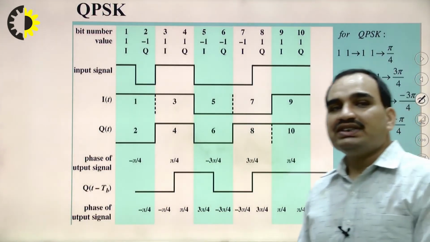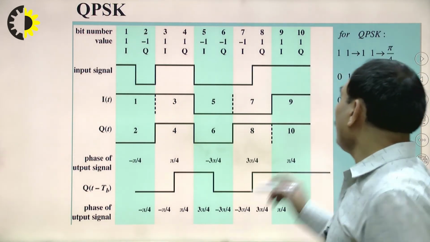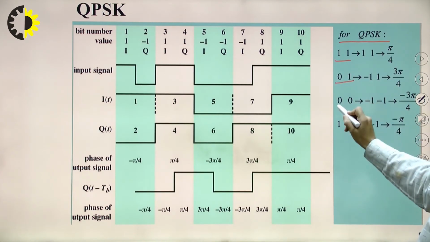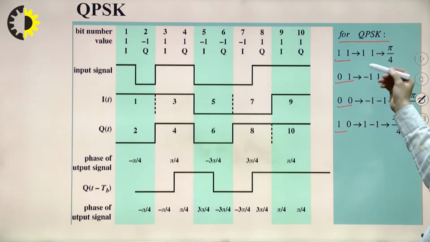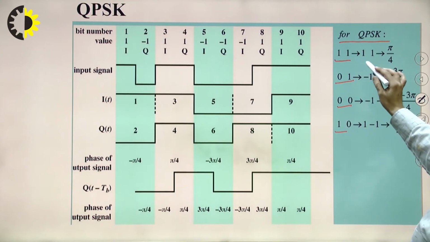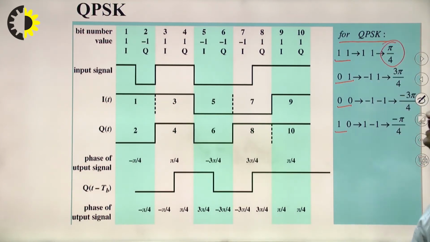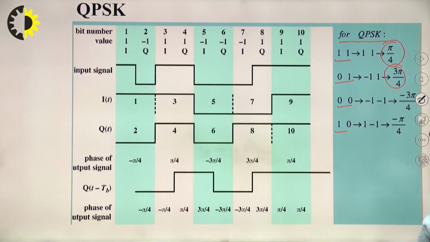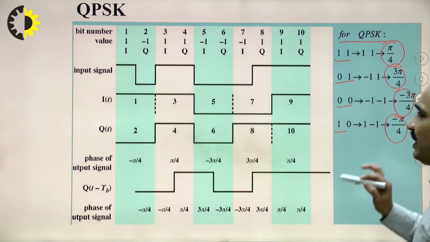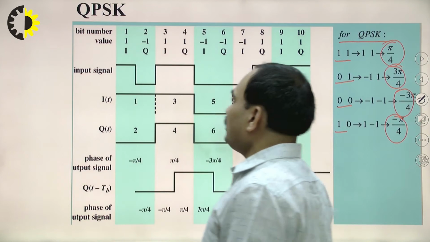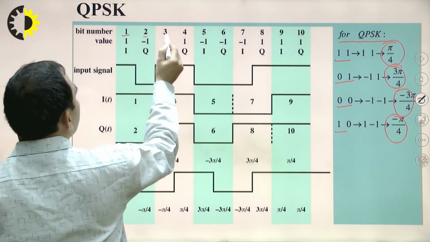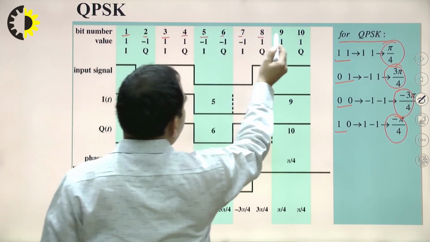The same we can understand with the waveforms. For QPSK we have 4 symbols: 1 1, 0 1, 0 0 and 1 0. For example, here 1 1 is represented by the phase pi by 4, 0 1 is represented by the phase 3 pi by 4, 0 0 is represented by minus 3 pi by 4, and 1 0 is represented by minus pi by 4. Here we have the bit sequence for 10 time instances: 1 2 3 4 5 6 7 8 9 10.